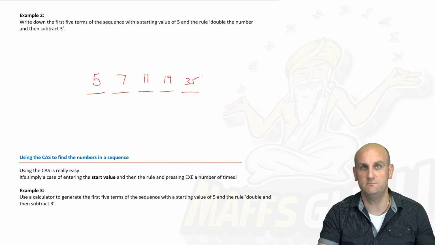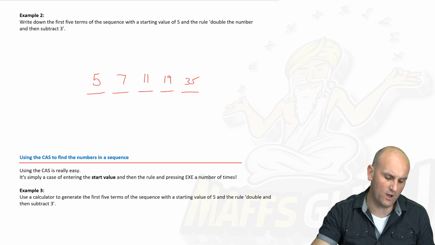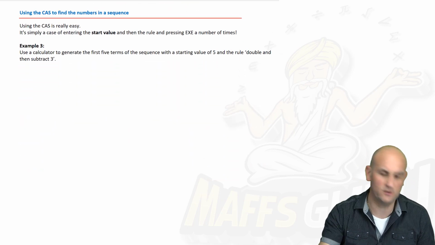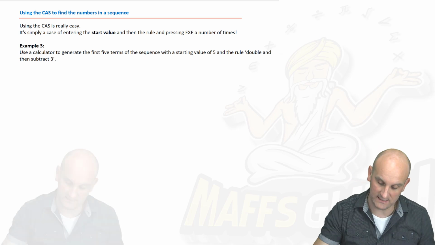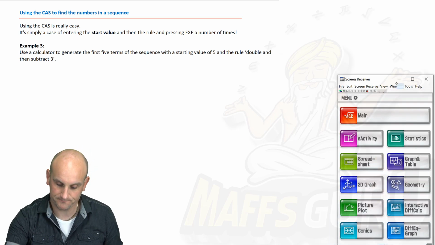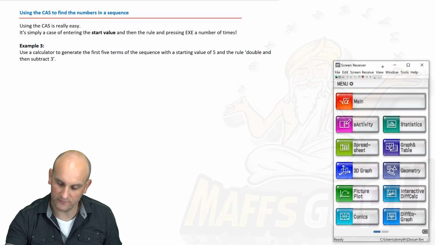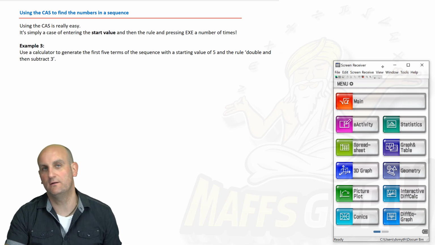But in this situation, I could have used my CAS calculator. Oh my goodness, are you kidding me? Look at that. Perfect segue to the next section. Using the CAS is actually really easy. I'm going to bring up my CAS calculator. Repositioning so it's in the screen. There we go. This is the Casio ClassPad, which I use.